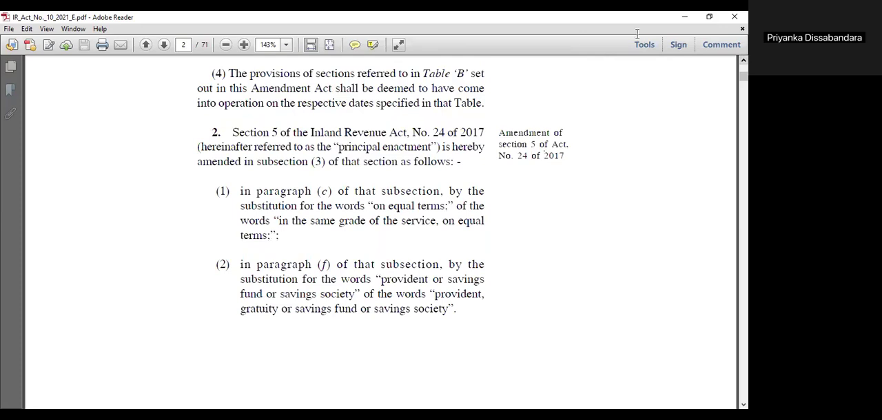This is the section of this act, section 2. Under section 2 of this act, an amendment was made to section 5 of the principal act.